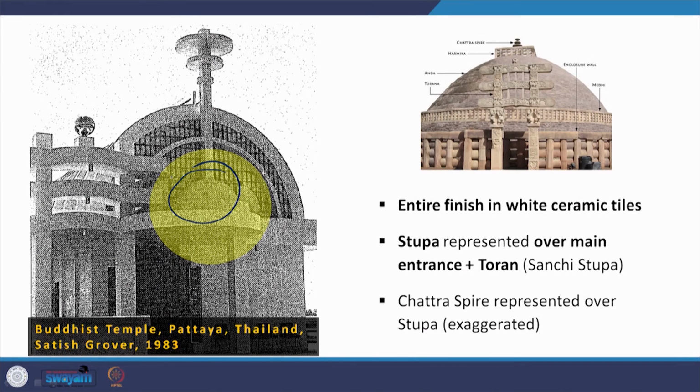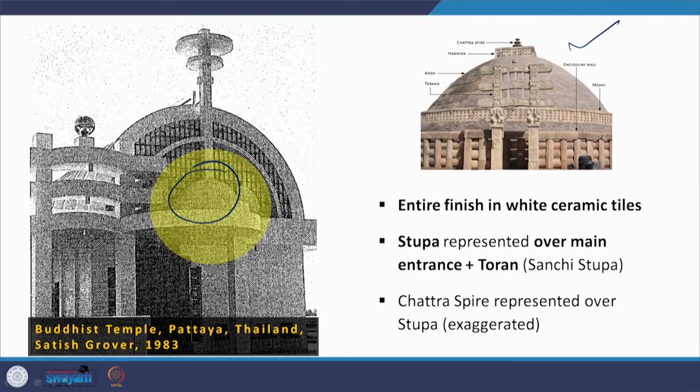The stupa is just symbolically represented. An entire built form, probably the most important built form of Buddhist architecture, has been relegated to the background, where the pavilion or the Chaitya hall form takes over, and the stupa is just evidenced here right in the front of the pavilion, over the main entrance and on the side of the Toran. And then there is the Chatra Spire, which is represented over the stupa, just as this is the Chatra Spire at the top of the stupa here.